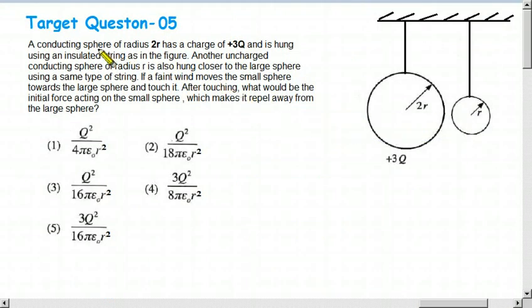So children, here is your next target question, question number 5. Try to do this. I have changed totally the question, so this may be a real target question. Next time, if you are lucky, you might get.